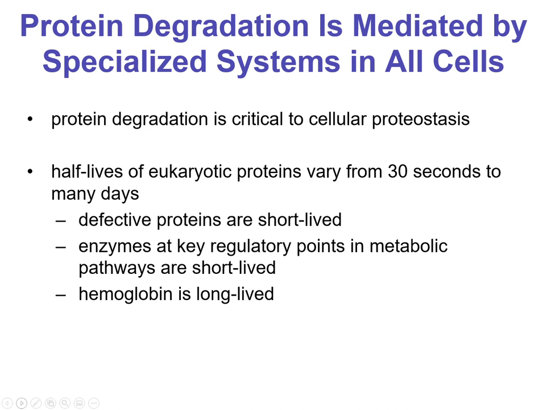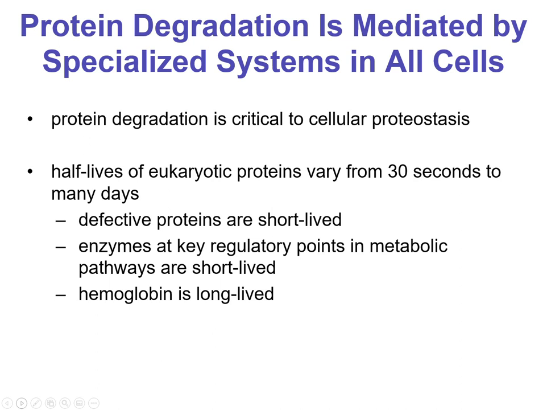Enzymes at key regulation points in metabolic pathways are also short-lived, so that you have very quick responses to turning on and turning off a particular signal. You don't want to keep a pathway going when you don't need it, and you don't want to turn it off when you really mean to turn it on, right? So we have to have ways of very quickly turning on and off these pathways.